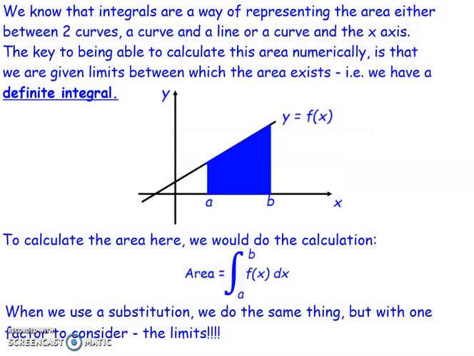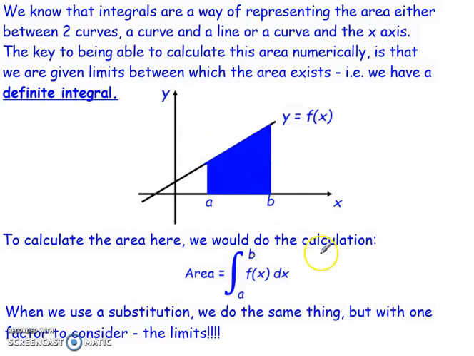Now, what we have to remember is something we covered back in Higher, and that's the fact that we know that the integral is the way of representing the area either between two curves, a curve and a line, or a curve and the x-axis. So in a similar situation as to what we've got here. Now, A and B here represent the start and the end point of the area that we are going to look at. They're what's called the limits between which we integrate and which the area exists, i.e. this is the definition of a definite integral.